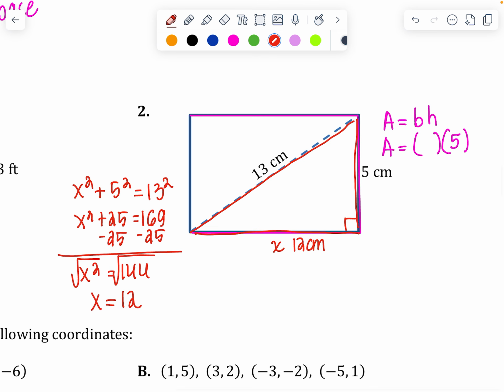So now I can put a 12 in here. Remember, that's 12 centimeters and 5 centimeters. Area equals 12 times 5 is 60 centimeters squared.